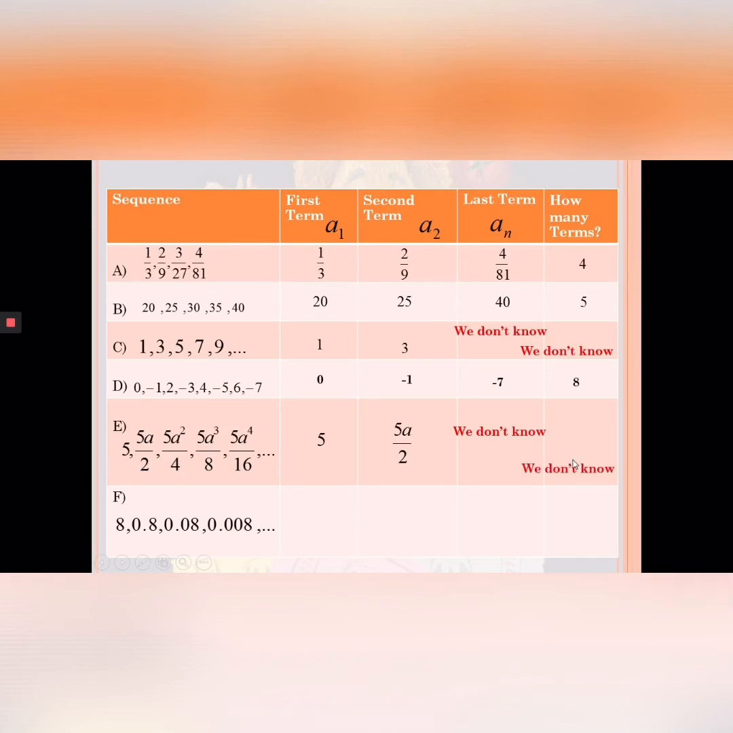Okay, so let's proceed to the letter F. So first term is 8, second term or A2 will be 0.8. The last term we don't know because it is an infinite sequence. And how many terms as well? So that will be the same. We don't know as well.